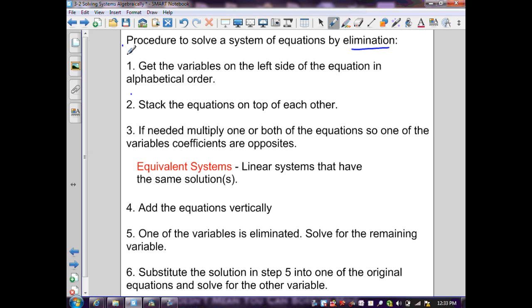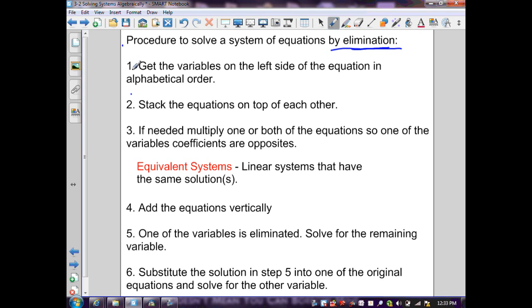Section 3.2 continued. In the previous section, 3.1, we learned how to solve systems of equations by graphing. Then at the beginning of section 3.2, we learned how to solve systems algebraically, and in that part, we learned how to solve them by substitution. Now we're going to continue in section 3.2. We're going to use algebraic methods again, but this time we're going to use the elimination method.